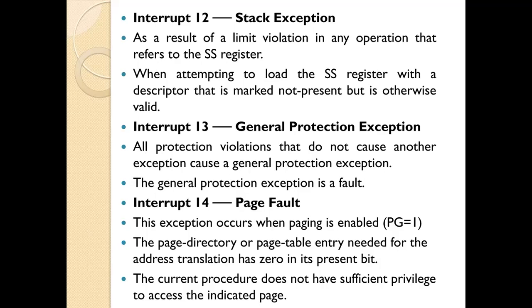As a result of a limit violation in any operation that refers to the SS segment, or when attempting to load the stack segment register with a descriptor that is marked not present but is otherwise valid, interrupt 12 is invoked. Any protection violation that does not cause another exception causes a general protection exception, and at that time interrupt 13 occurs. When the page directory or page table entry needed for address translation has 0 in its present bit, interrupt 14 is invoked, which is a page fault.